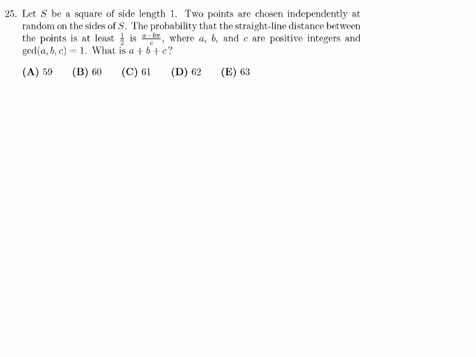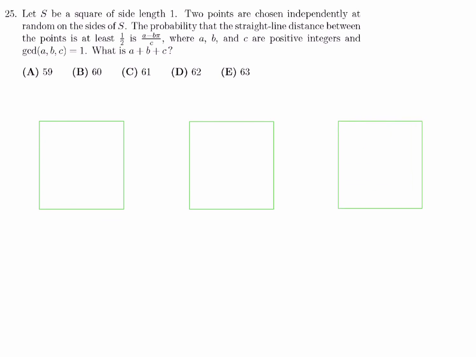All right, well, we've got a few scenarios here. The first one is, I'll just draw them out. We've got one square, we've got another square, and we've got a third square. Now, the first one is a scenario where the 2 points are on opposite sides. So we choose a point here, and then we choose a point on the opposite side.